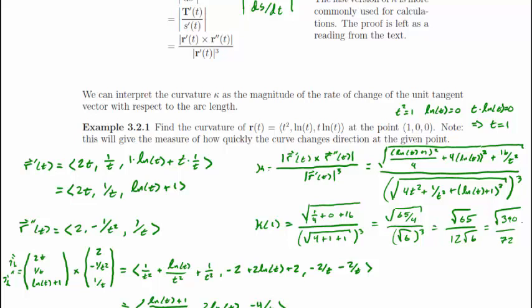Double check. This is 3 times 13, 13 times 3 is 39 times 10. There's no perfect squares here. Alright, so that is our curvature at this point.